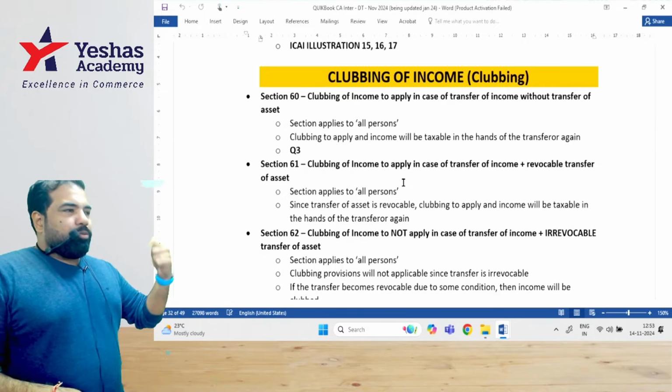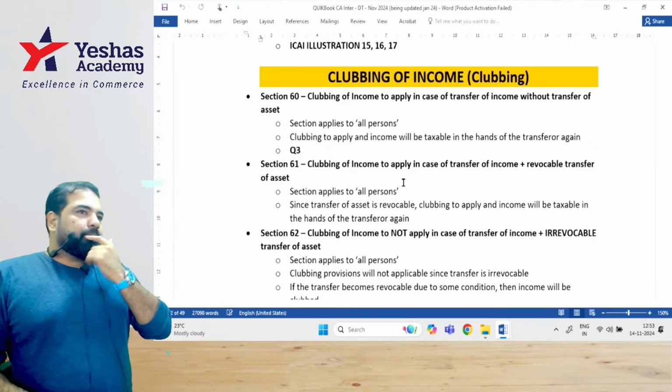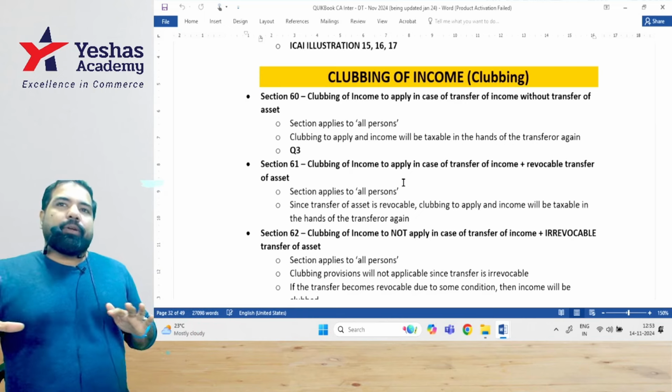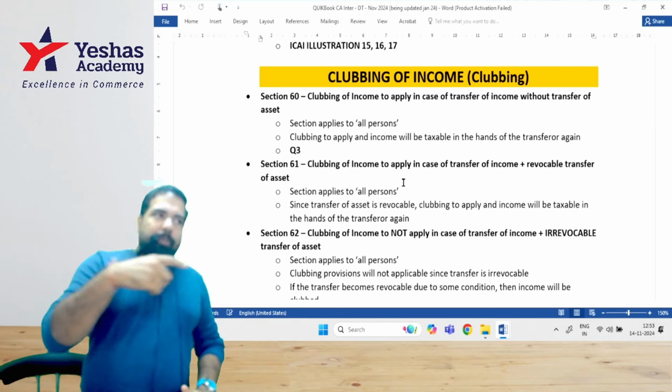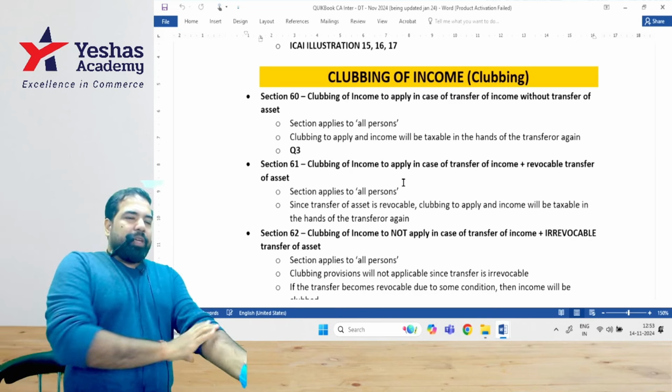What if I transfer an asset to a major child? He will pay the tax. What if I transfer it to parents? They will pay the tax. If there is income, there will be tax, but it will not come back to me. Coming back to me will happen only in how many cases, guys? Four. Let's see one of them very carefully, guys.